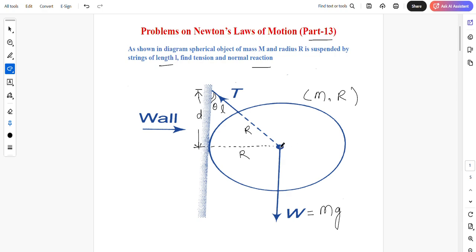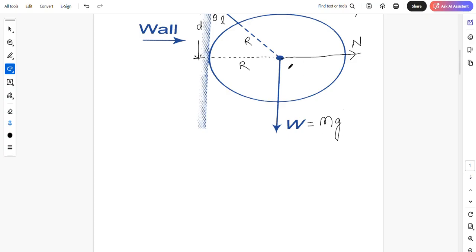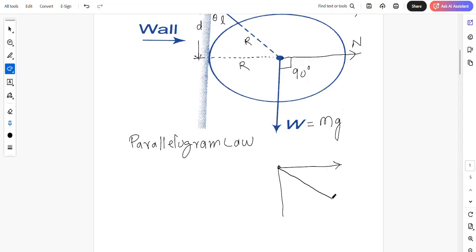Normal reaction will always act perpendicular to the surface, that is this one. This is the normal reaction. This is tension T. Now if I observe, these two forces are perpendicular. Therefore we have to use the parallelogram law. This we have seen in the previous videos also. Now I can complete the parallelogram like this.